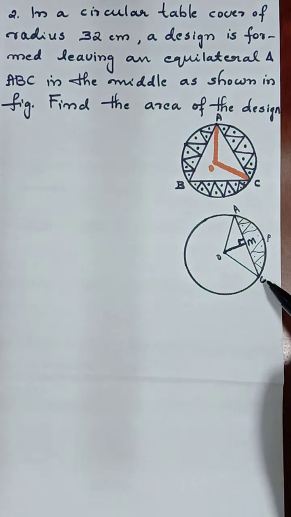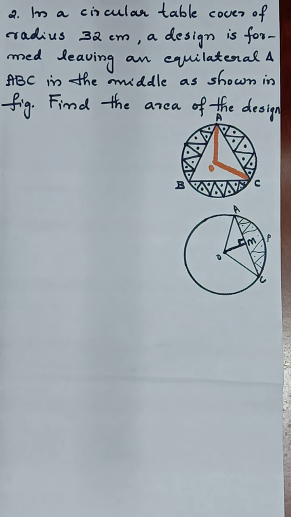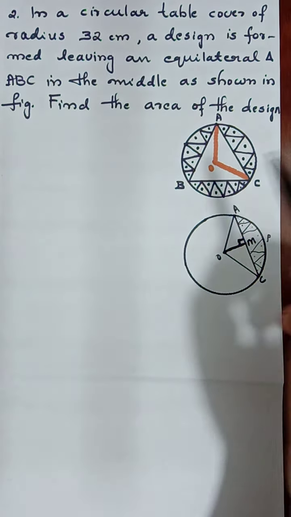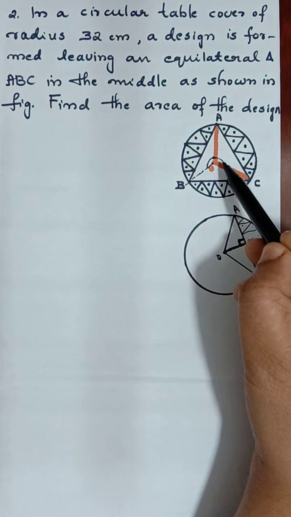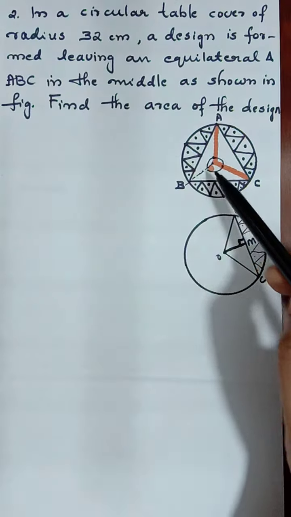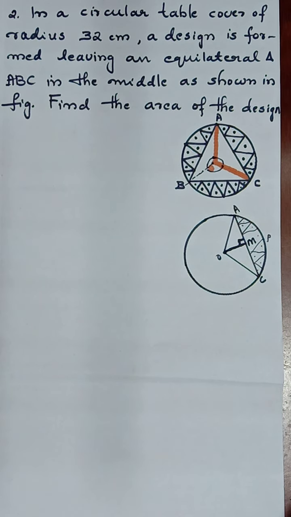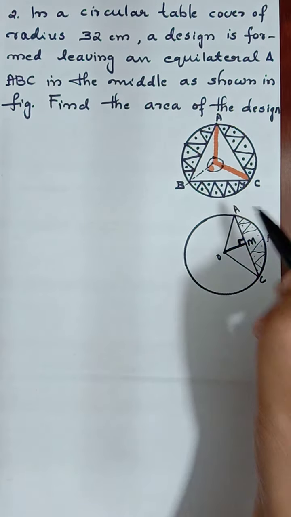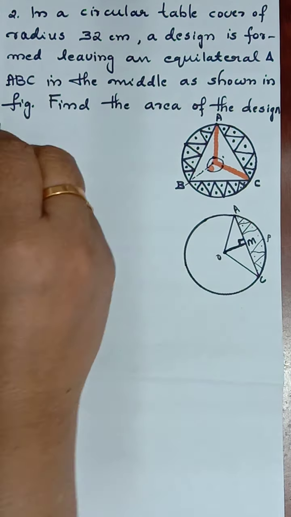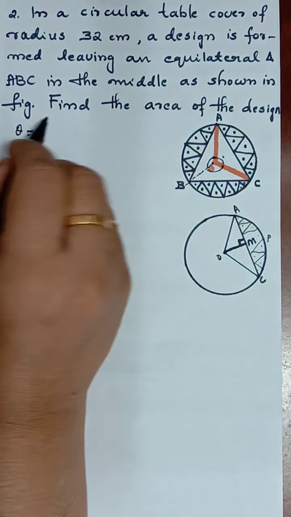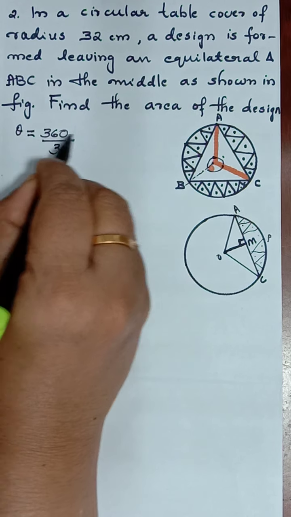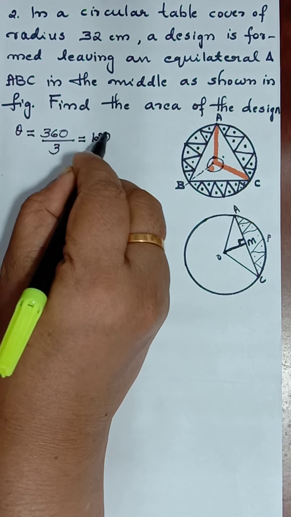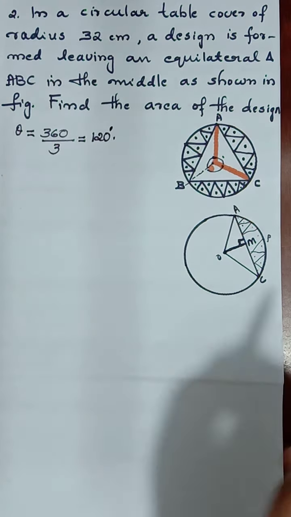So what is the area of the sector formula? Theta by 360 into pi r square. So how much is theta, we have to know. That means here also if I join, you will be getting 1, 2, 3 angles. So the sum of 3 angles is equal to 360. Therefore, what is each angle? Angle theta is equal to total 360 divided by 3. So how much will it be? It will be 120 degree.